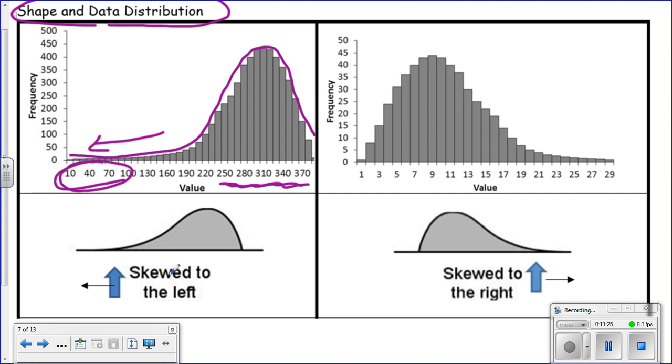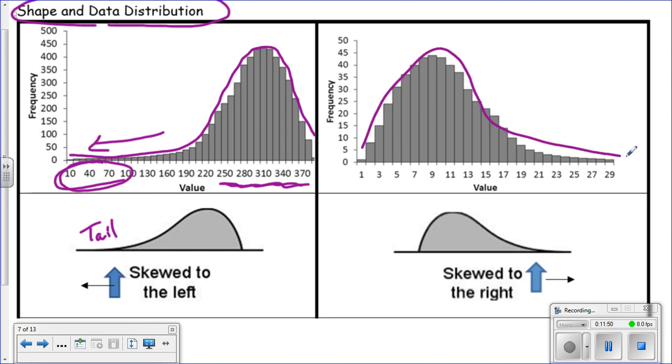I know you're going to look at this and want to say that it's skewed to the right because the bulk of the data is on the right-hand side, but skewing the data means we're pulling the data, either pulling it down or pulling it higher. And this image is pulling it down, so this is skewing to the left. It's always the direction of what we call the tail. Okay, so this is skewed left.